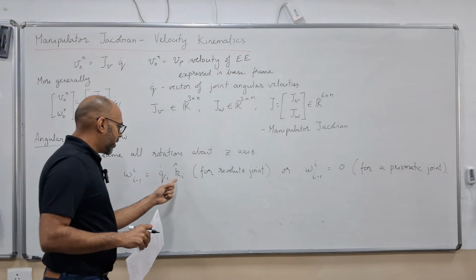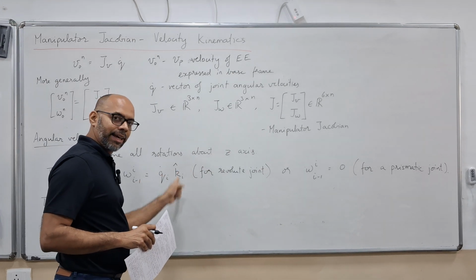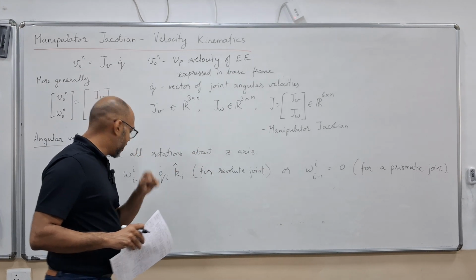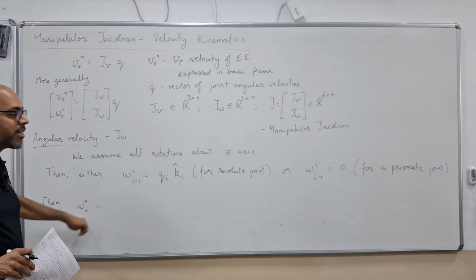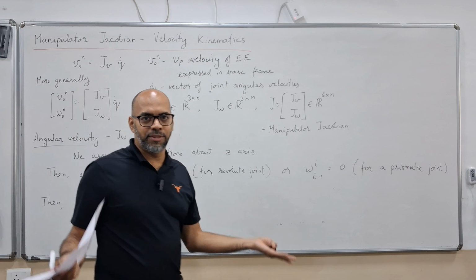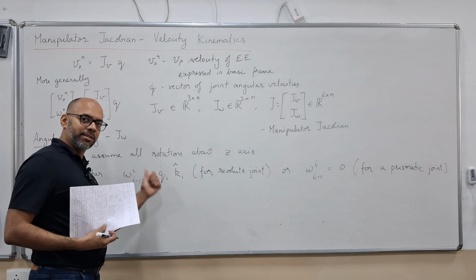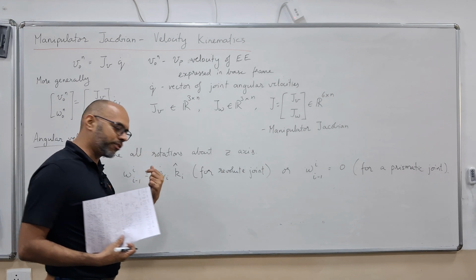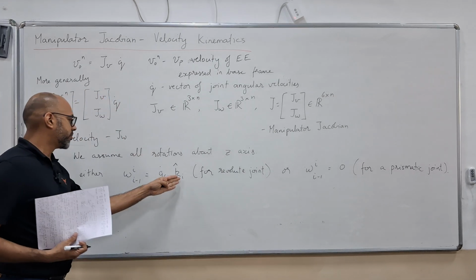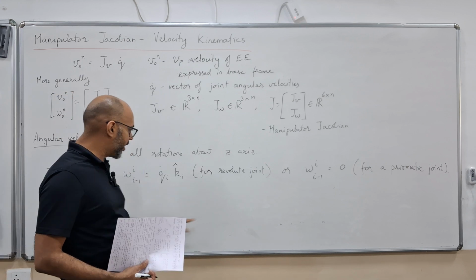One, all of these were with respect to the local z directions, but here everything needs to be expressed in terms of the base frame, the 0 frame. And how do you do that? Well, that's what rotation matrices are for. So you pre-multiply this with the corresponding rotation matrix to get the same thing expressed in the base frame. So that is one thing we will add here.